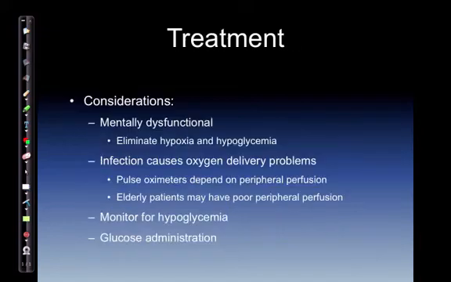As far as treatment, mental dysfunction, eliminate things like hypoxia and hypoglycemia very early. Infection causes oxygen delivery problems. Pulse oximeters depend on peripheral perfusion. Elderly patients may have poor peripheral perfusion. Monitor for hypoglycemia. Glucose administration: consider dividing the dose or diluting it in order to decrease the osmolarity shift.